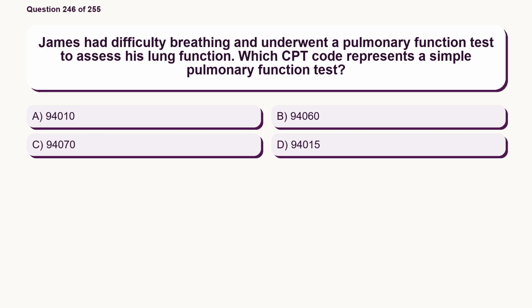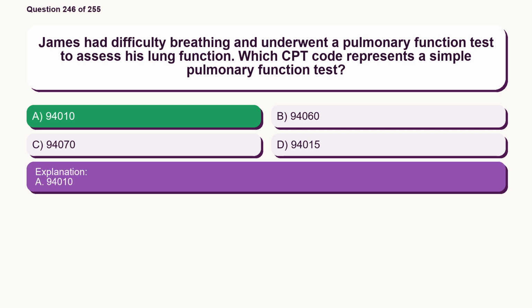James had difficulty breathing and underwent a pulmonary function test to assess his lung function. Which CPT code represents a simple pulmonary function test? Option A, 94010. Option B, 94060. Option C, 94070. Option D, 94015. The correct answer is option A, 94010.